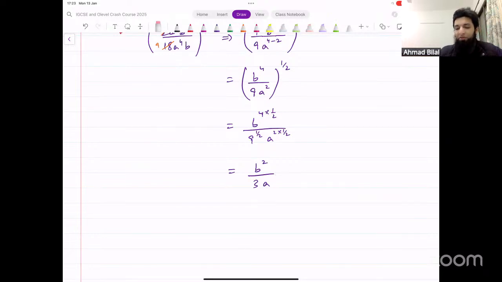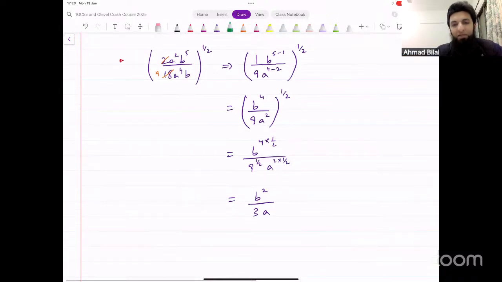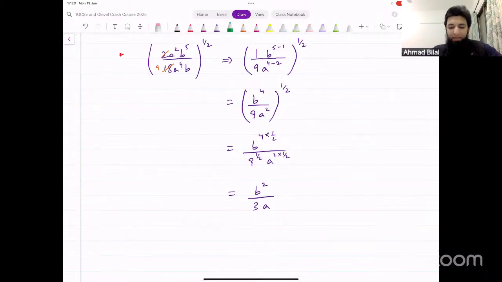That's our final answer. Now, it's not necessary to write all of these steps, but that's what you would be thinking in your head. You could skip a couple of these steps, and that's perfectly okay. But just make sure that you're not doing careless errors because of that. Okay, so that's the result that we get from this. I hope that makes sense. That's how we deal with indices.